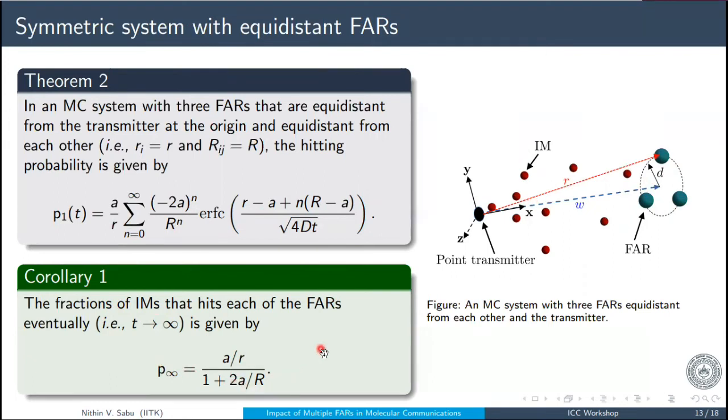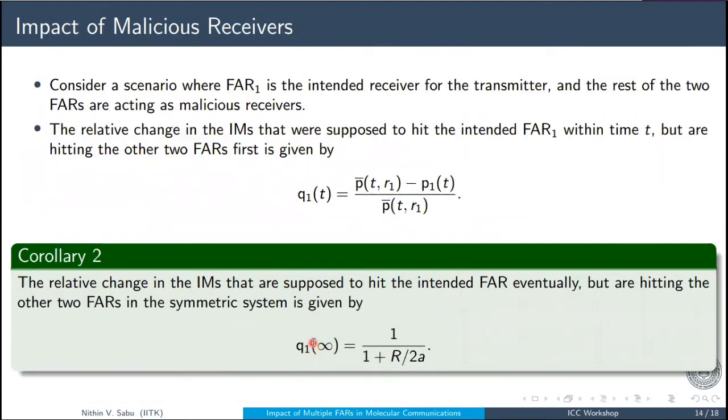For a single receiver case, actually the P infinity we will get is A by R. Now consider a scenario where FAR1 is the intended receiver and the other 2 are the malicious receivers. Then the relative change in IM that is supposed to hit the intended receiver within time t, but is hitting the other 2 malicious receivers, is given by Q1 of t equal to P bar of t, R1 minus P1 of t, by P bar of t, R1. Here Q1 of t quantifies the relative influence of malicious receivers on the intended FAR.